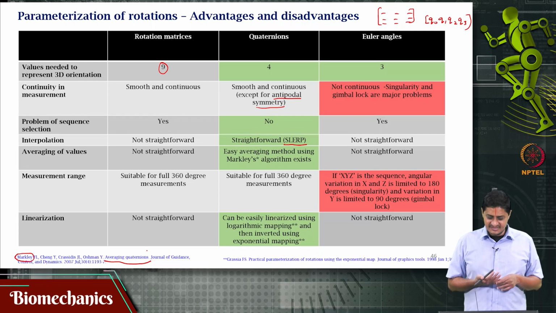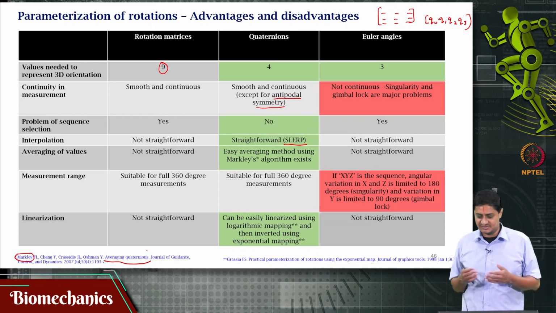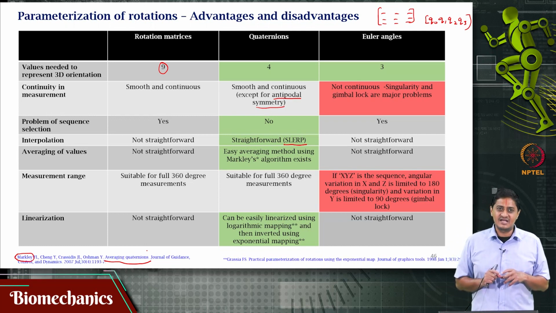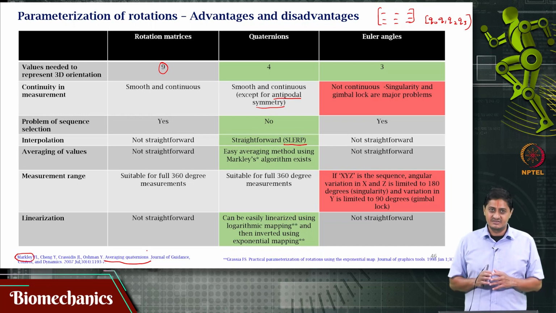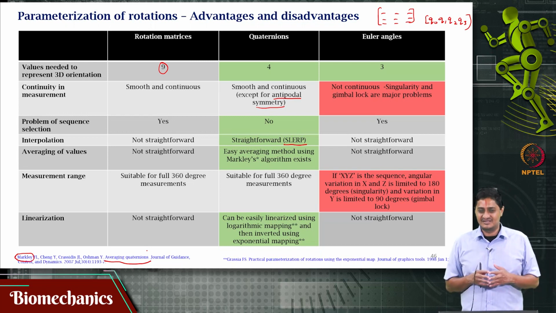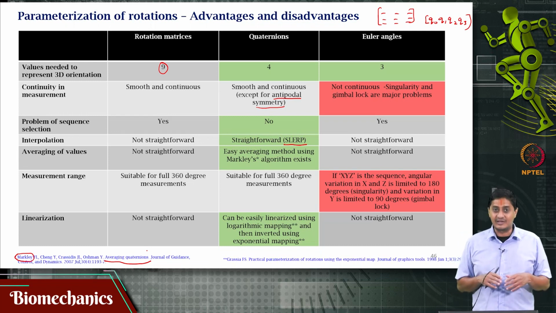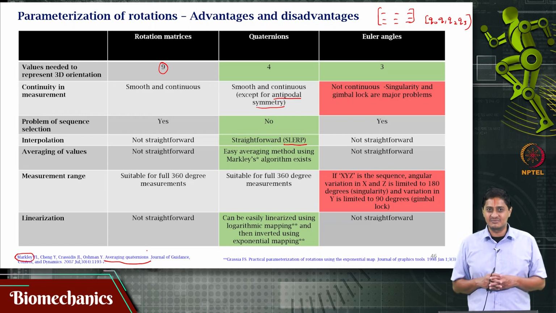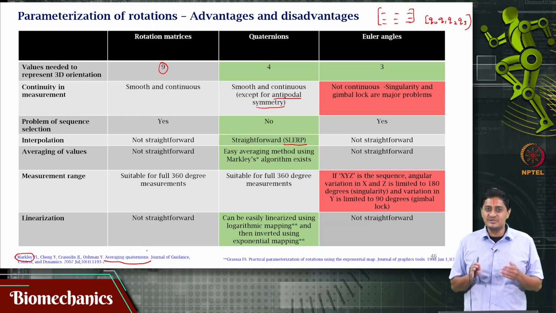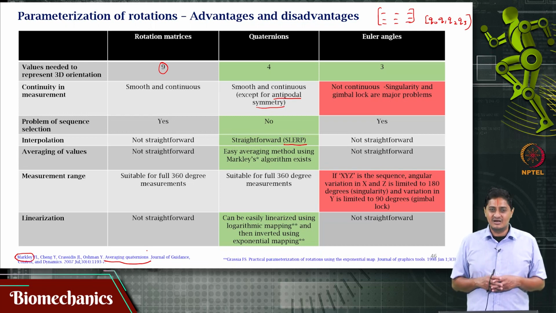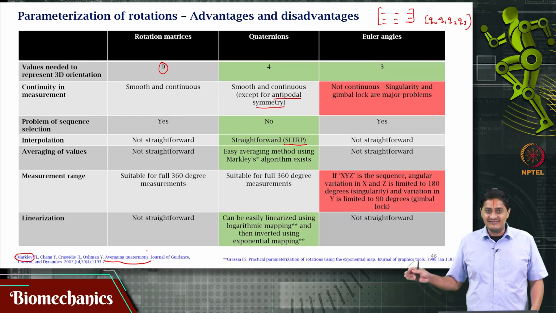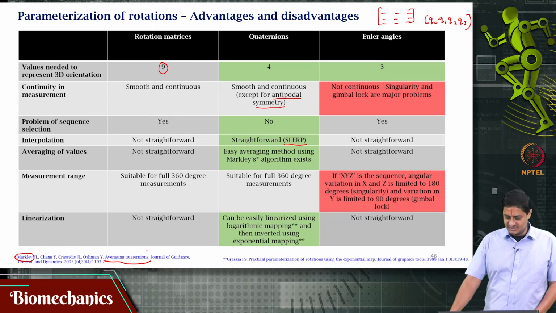The message is that it seems like all the three methods are relatively hard: rotation matrix, quaternions, Euler angles, but it seems like quaternions have a set of tools that help you work with them. You can linearize them using logarithmic mapping and exponential mapping, you can average them using Martley's algorithm, and you can interpolate them using the SLERP algorithm. Similar simple, straightforward algorithms are not well developed for rotation matrices and Euler angles.